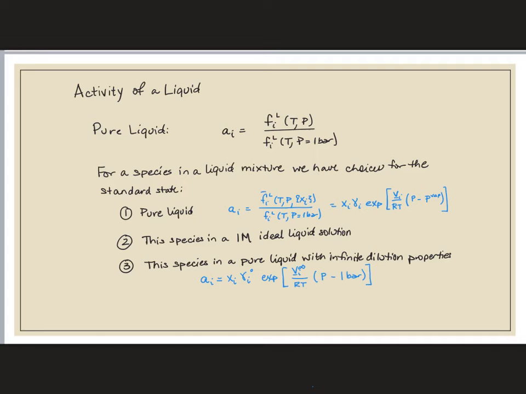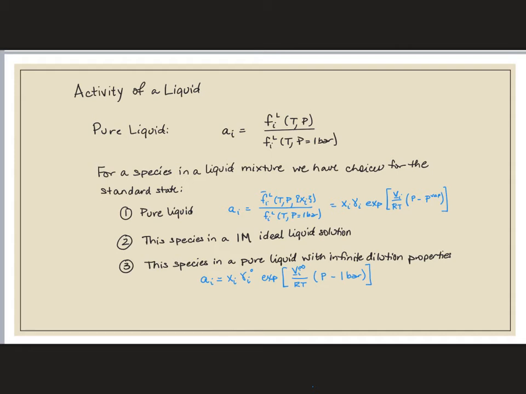Now, what about liquids? For liquids, again, we have the case of pure or a mixture. For pure, this is no problem. We're just going to take the pure fugacity in the liquid at temperature and pressure divided by the fugacity in the liquid at the temperature with a pressure of 1 bar. But in a mixture, we have a variety of standard states, and the three that are commonly used are either a pure liquid reference state, or a 1 molar ideal liquid solution, or a pure liquid that has the properties at infinite dilution.